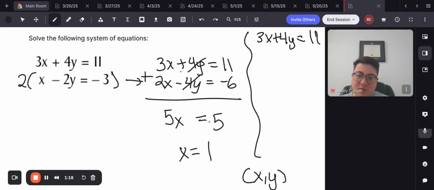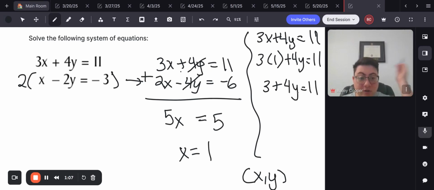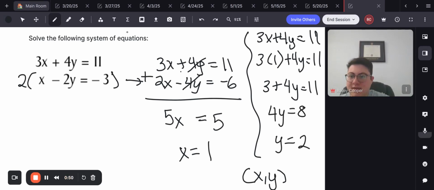Substitute 1 for x in there. So 3 times 1 plus 4y equals 11. 3 times 1 is 3, plus 4y equals 11. Now this again is just a one-variable equation that you can solve for y. To get y by itself, let's subtract 3 on both sides. 11 minus 3 is 8. Then divide by 4 on both sides to get that y equals 2. So your final coordinate pair, your answer to this system of equations, is x equals 1, y equals 2. That is your solution to the system of equations.